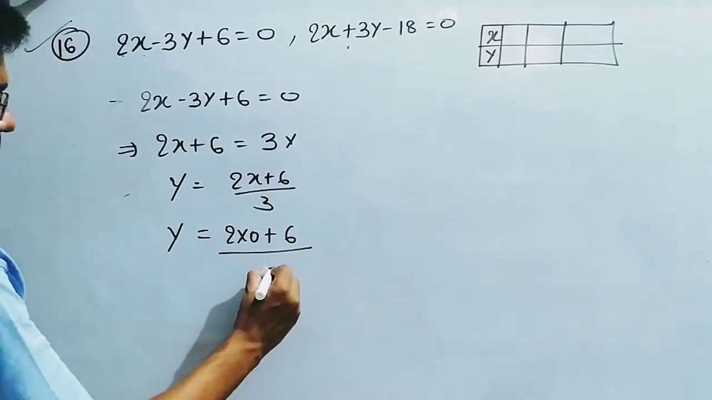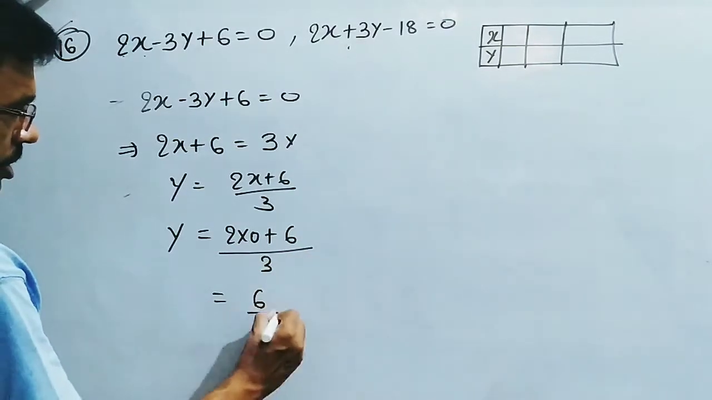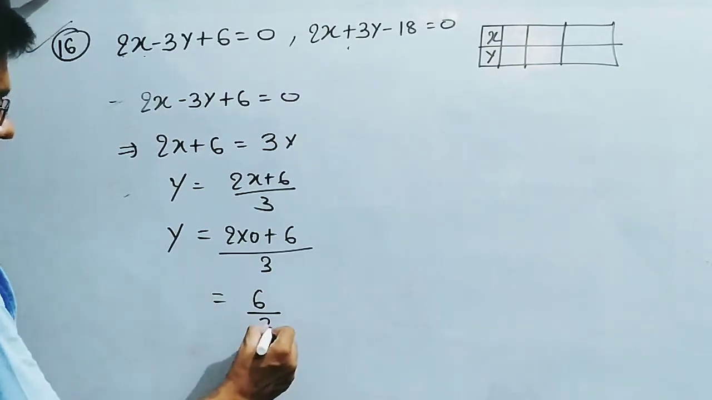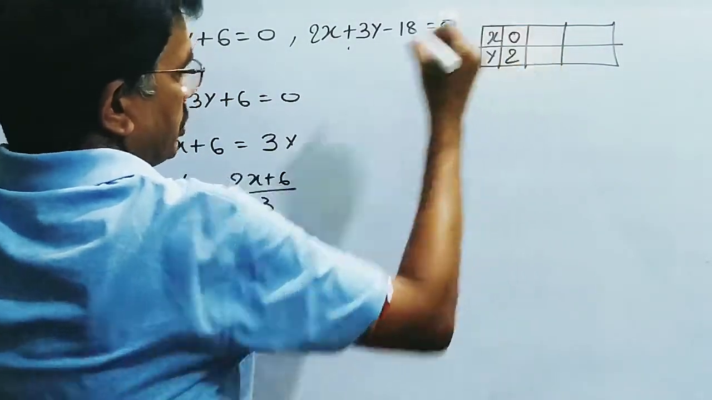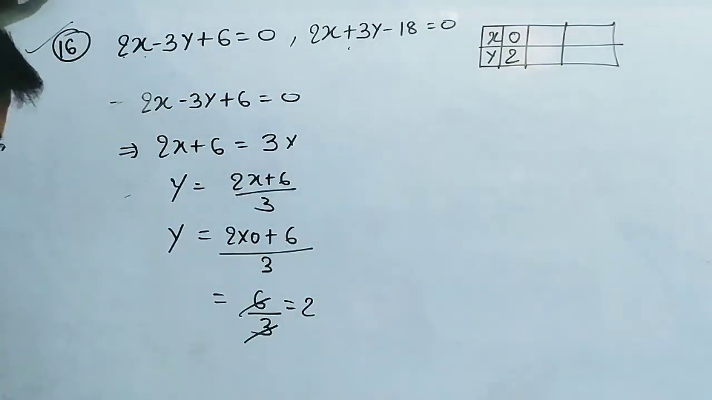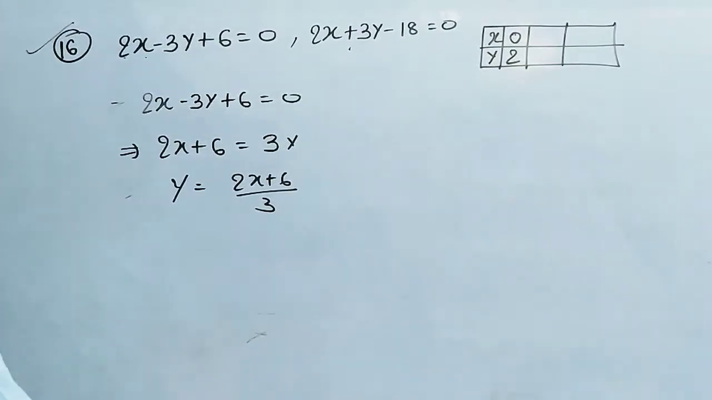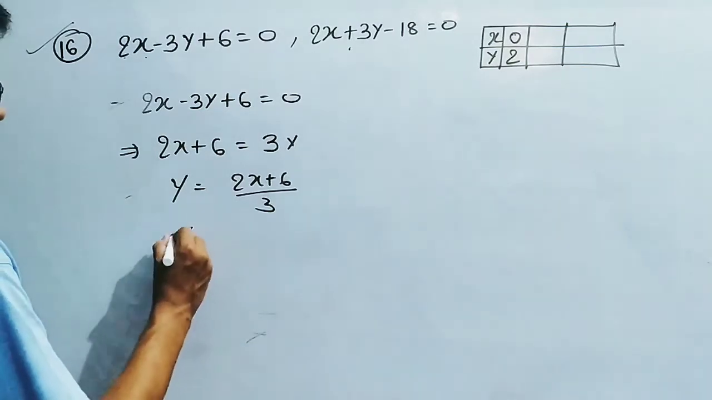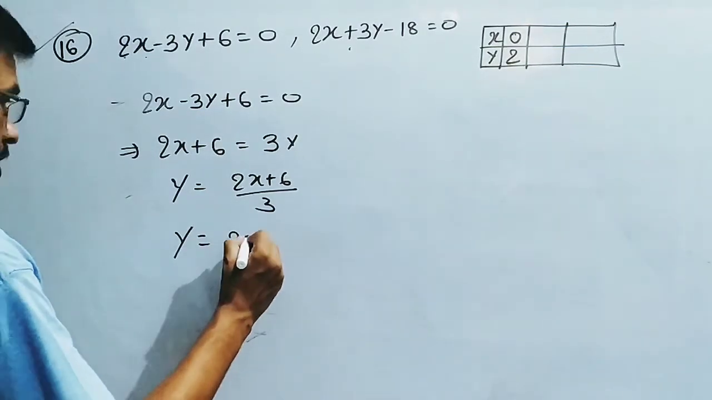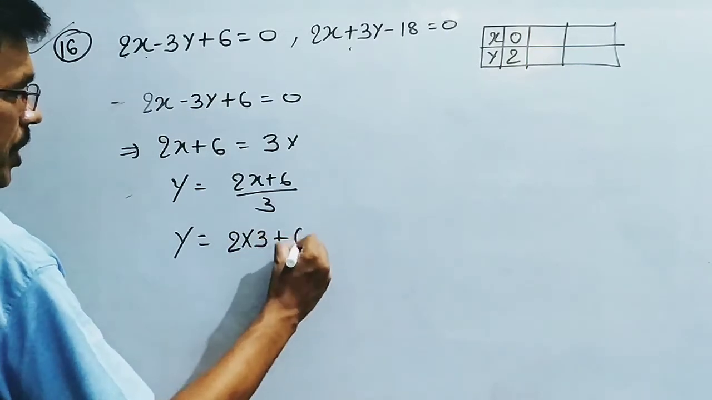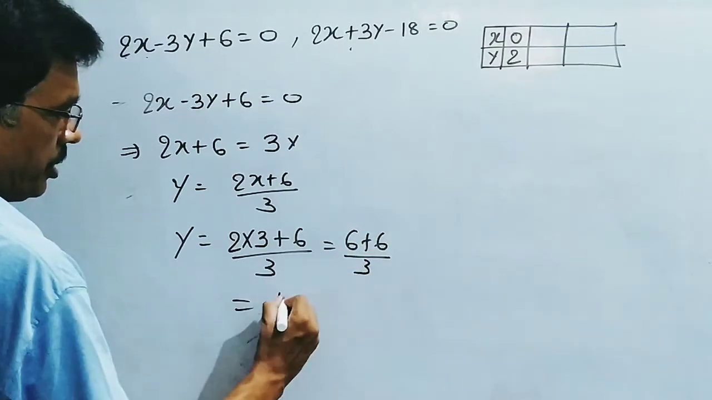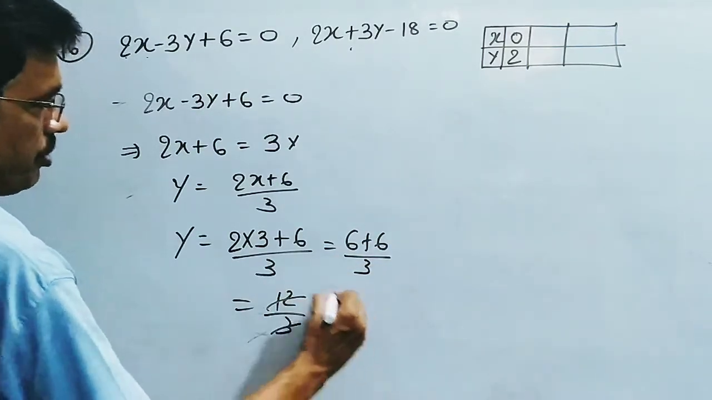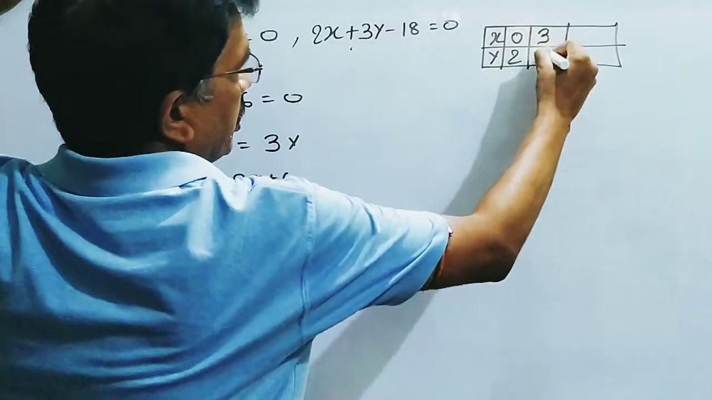Here you write 6 by 3, then you get 2. So x is 0, then y is 2. Next value you write, x is 3. Then y is 2 into 3 plus 6 by 3, that is 6 plus 6 by 3, that is 12 by 3, that is 4. Then write x is 3, then y is 4.